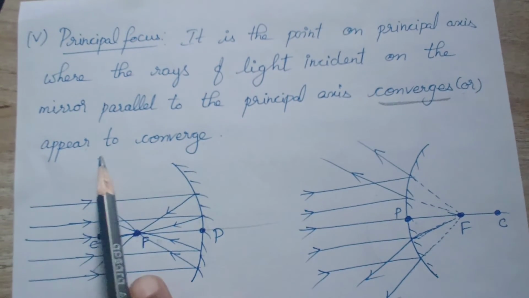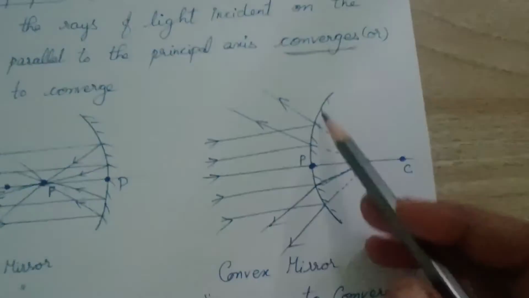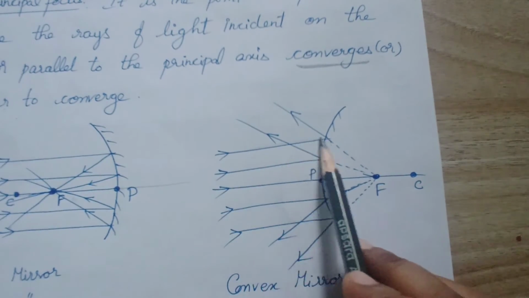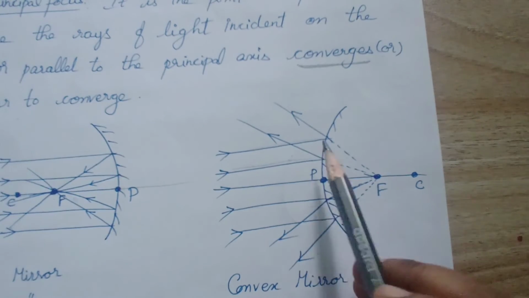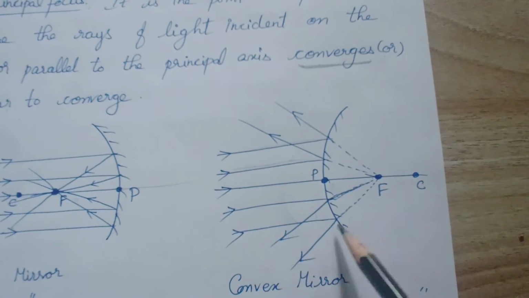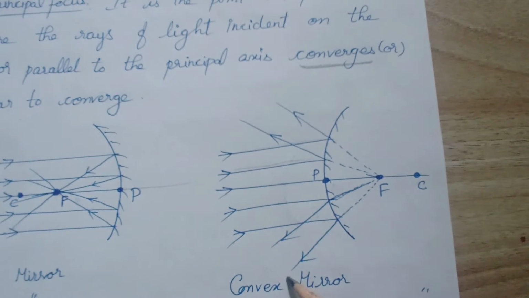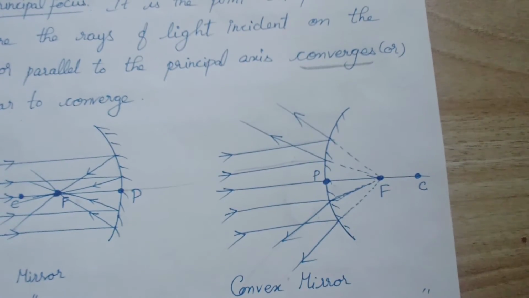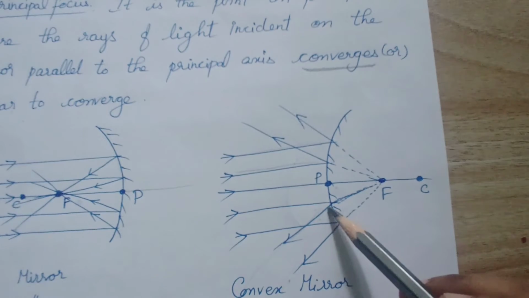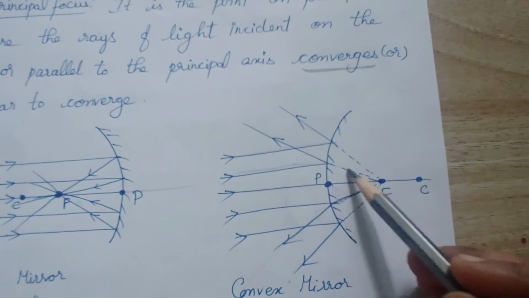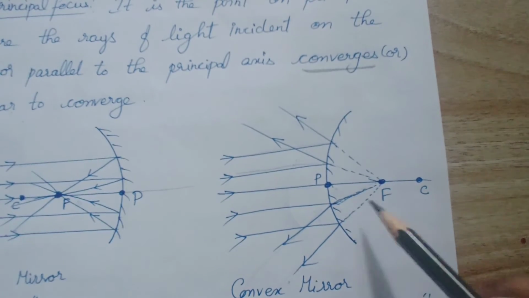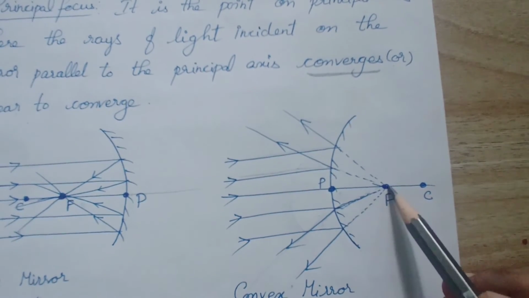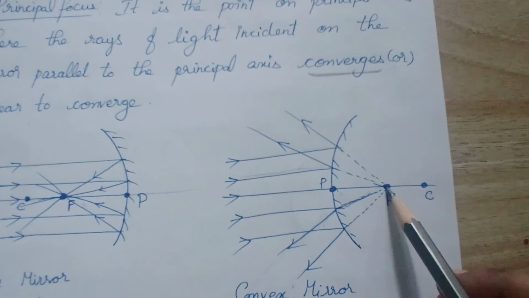Why do we say appears to converge? In case of a convex mirror, look at this. These are your incident rays, parallel to the principal axis. They are reflected back, bounce back. This is the reflected ray. It is not converging, it is actually diverging. And we assume that it appears to converge here. That's why I mentioned it with a dotted line. It is not actually converging. This point is called the principal focus.